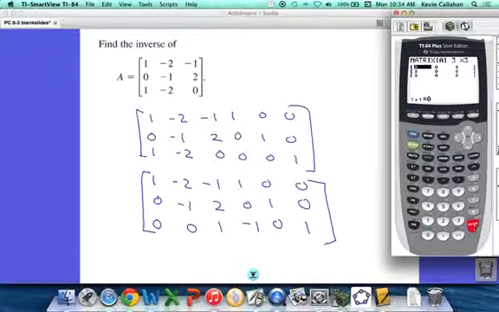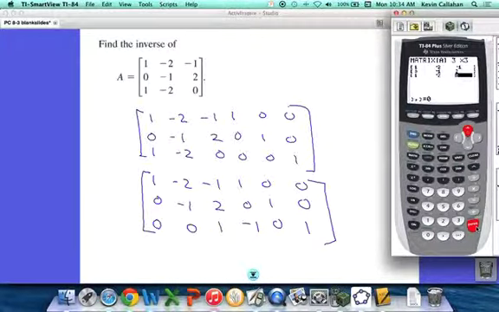Now we'll do 1, negative 2, negative 1, 0, negative 1, 2. Oh, I messed that up. That was a negative 1. Got that right? 1, negative 2, 0. Okay, so we get that in there.